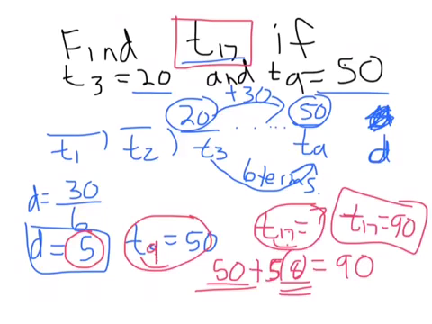T17 is 90. So what you've seen in this video are all the different types of arithmetic sequence questions that I'm going to ask you. You'll need to go over these and work through some homework questions that I will assign.